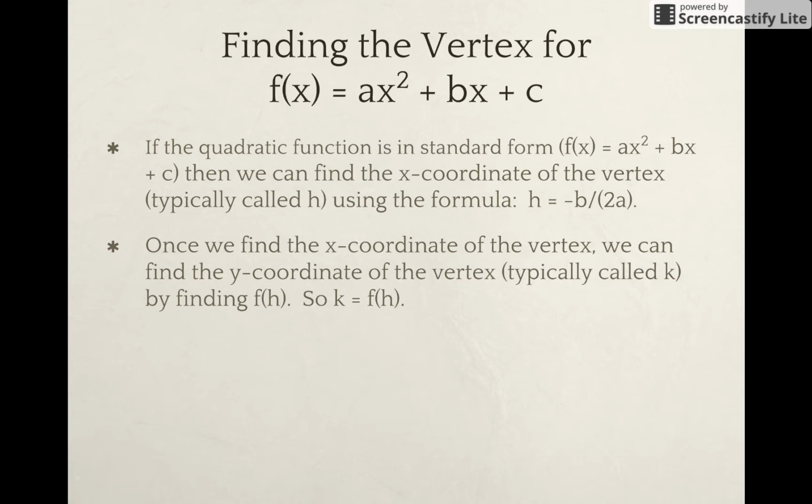If a quadratic function is in standard form, that's the form f(x) = ax² + bx + c, then we can find the x-coordinate of the vertex, which we generally call h, using the formula h = -b/(2a). Once we find the x-coordinate of the vertex, we can find the y-coordinate of the vertex, that's typically called k, by finding f(h). So the y value of the vertex, or k, is equal to f(h).